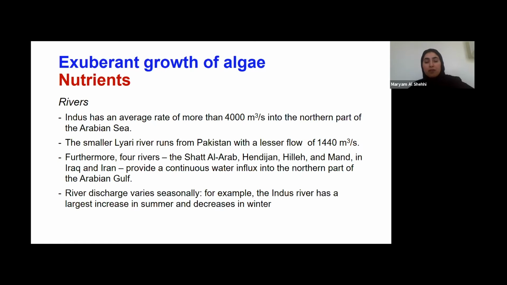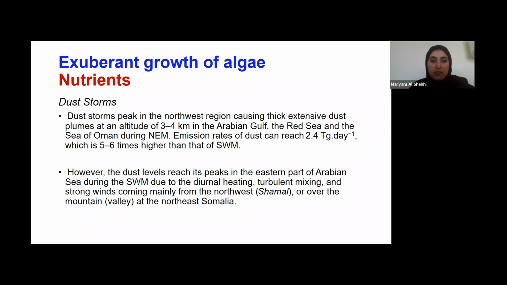In addition to the rivers, which provide high nutrients to the water, nutrients also come from the other natural source, which is dust storms. Dust storms peak in the northwest region, causing thick, extensive dust plumes at an altitude of 3 to 4 kilometers in the Arabian Gulf, Red Sea, and the Sea of Oman. This especially happens in the northeast monsoon. The emission rates of dust can reach up to 2.4 teragrams per day, and this emission of dust is 5 to 6 times more than that of the southwest monsoon.